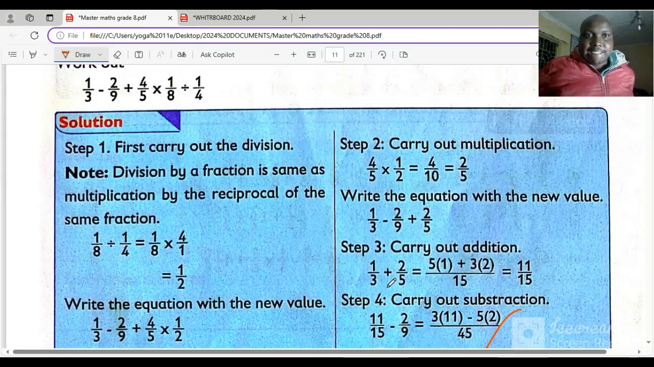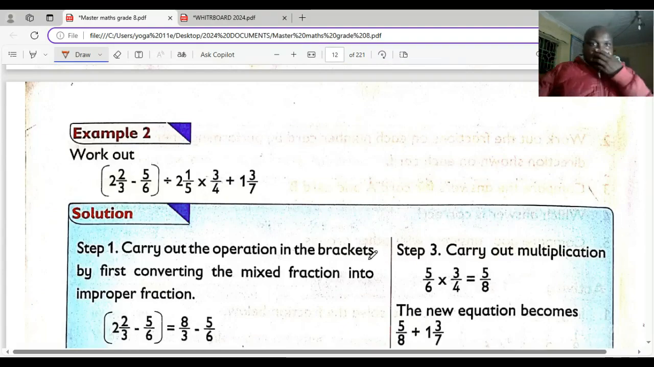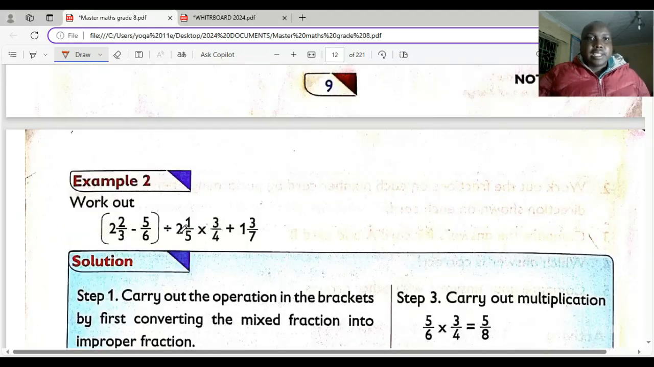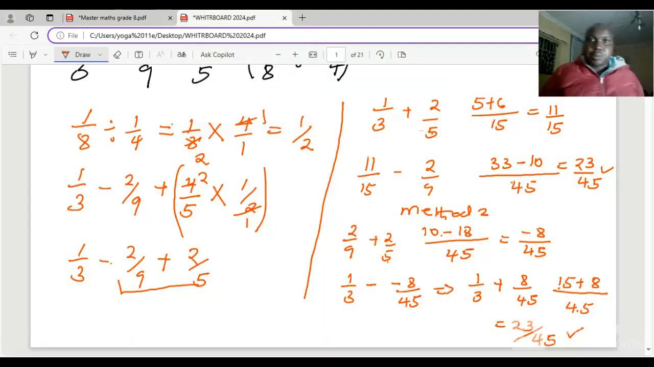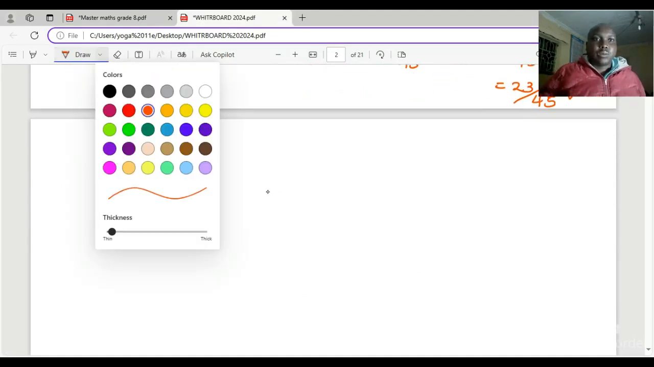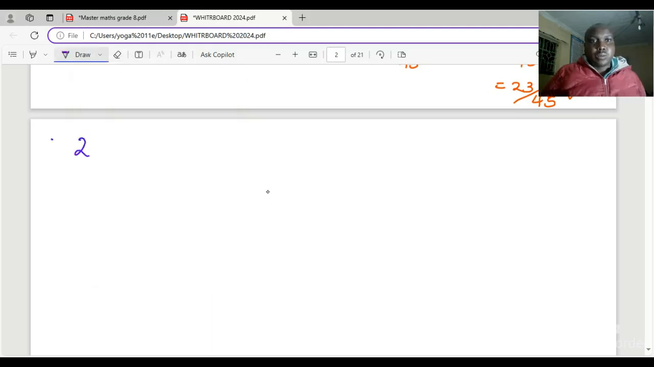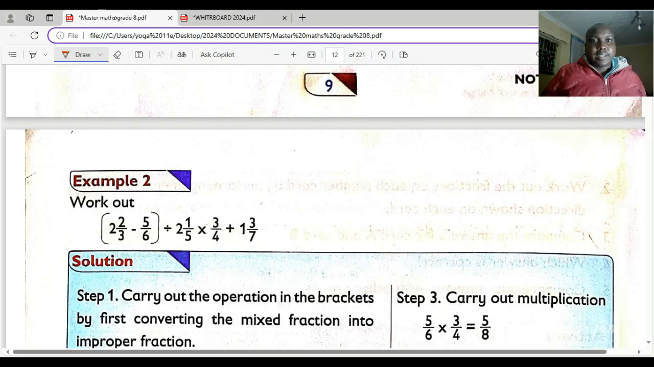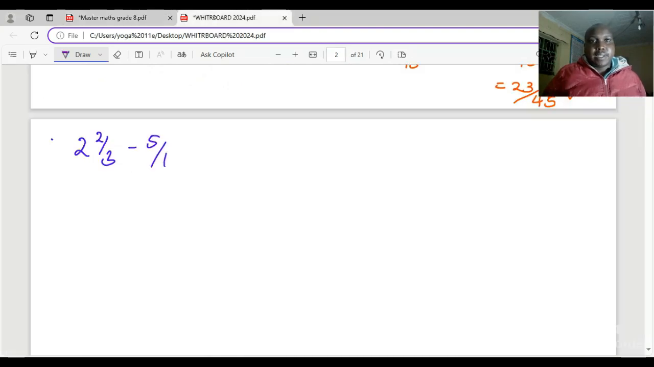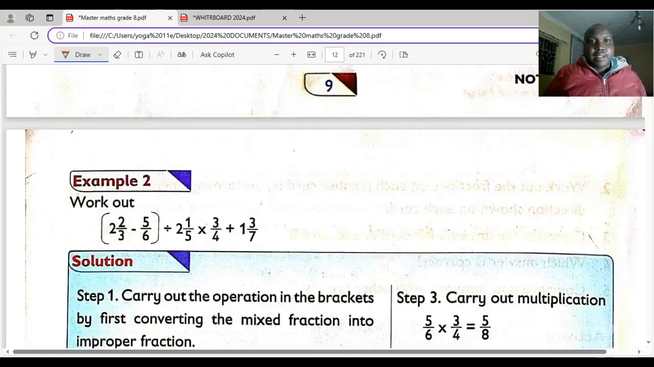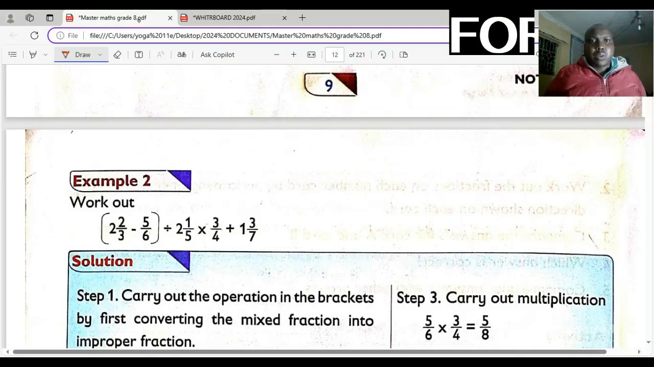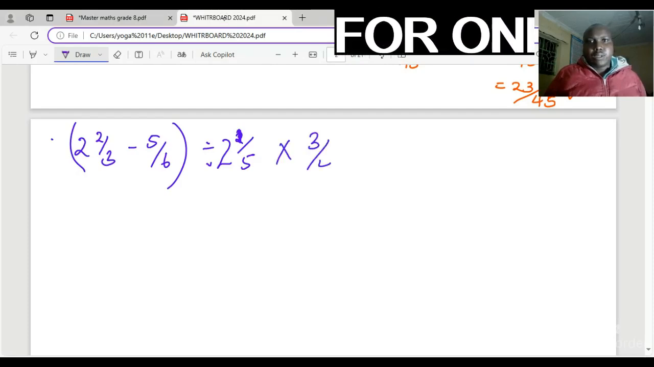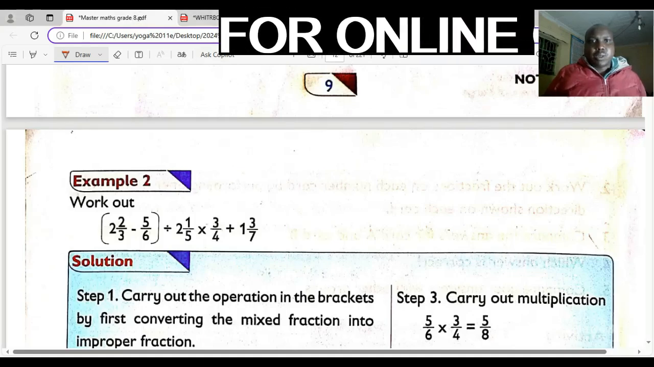So I will do one last example here so that now we can move to something else. 2 over 3 minus 5 over 6 divided by 2 1 over 5 times 3 over 4 plus 1 3 over 7.